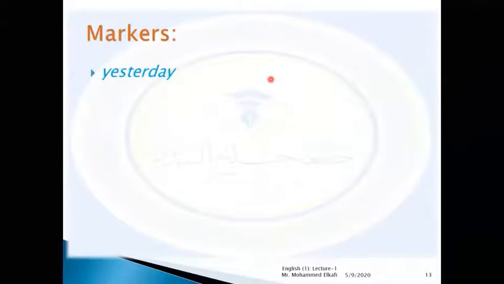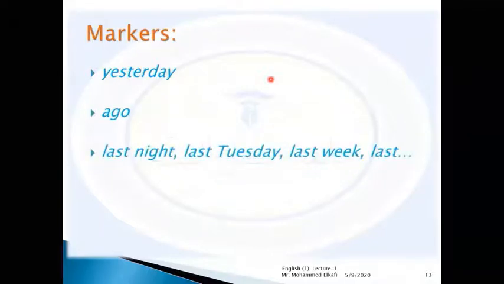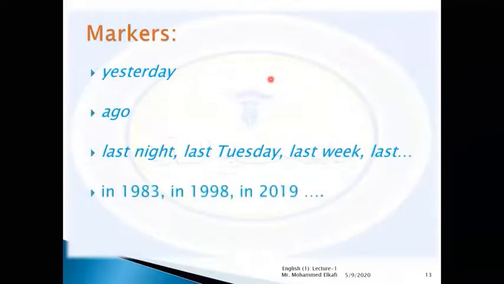Okay, now let's think of the markers or adverbs of time. Here we have yesterday, ago, last night, last Tuesday, last Friday, last Saturday, last week, last month, last year, okay? And also in some year in the past, in 1983, in 1998, in 2019.